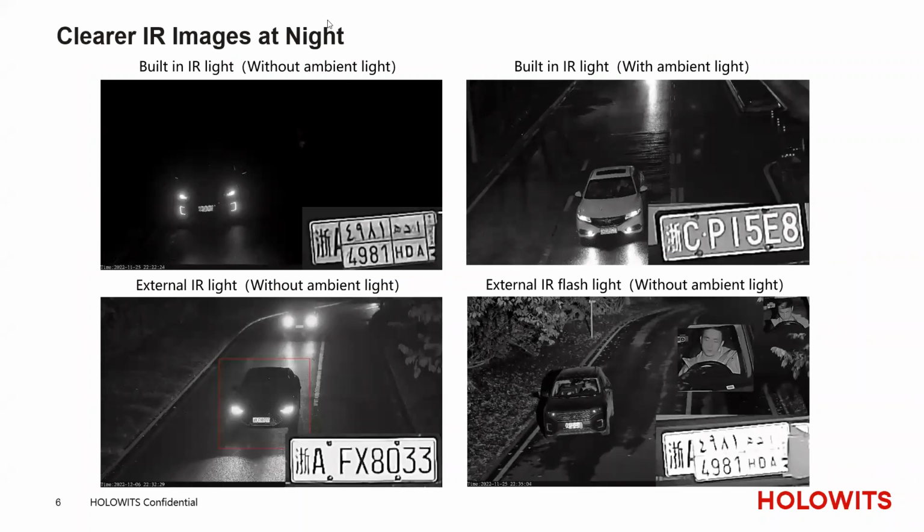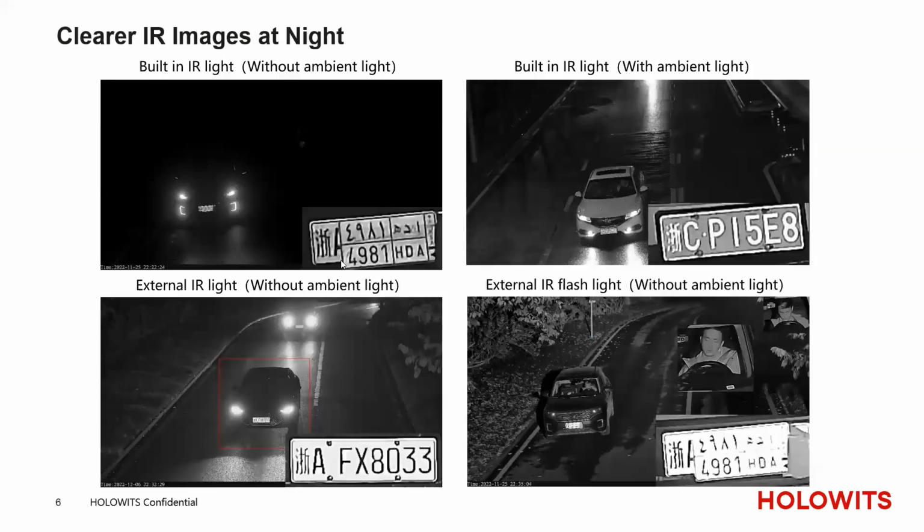This is the clearly IR image at night. This is the built-in IR light without ambient light. This is very dark. It's the built-in IR light with light. You can see this is pretty clear, but you can hardly see the people. This is external IR light, so we can detect the license plate. This is the external IR flashlight. You can see how the people's face is very clear.